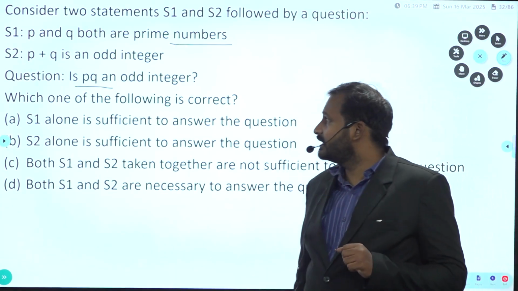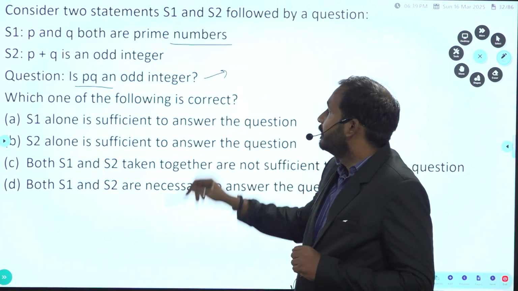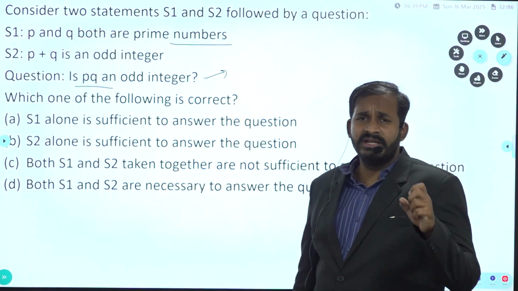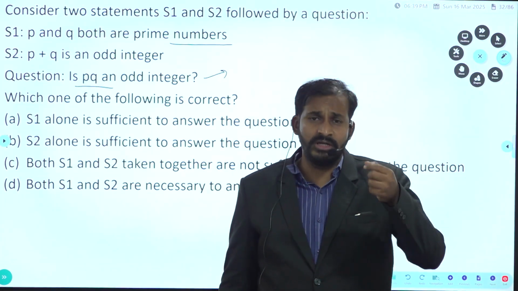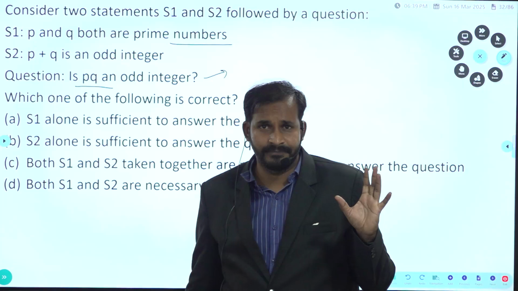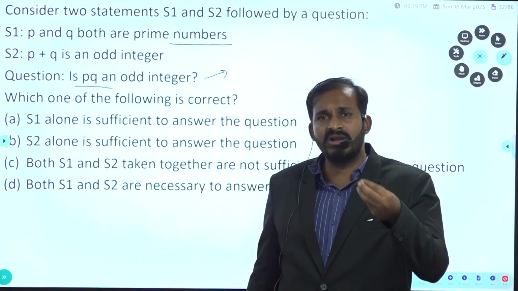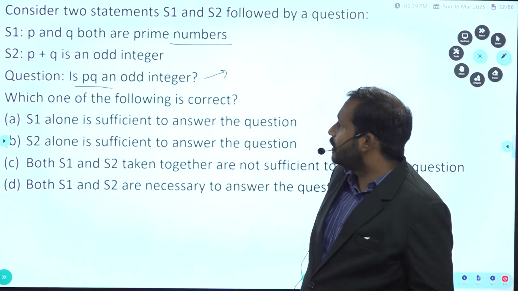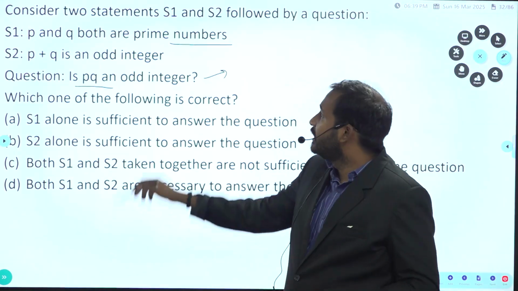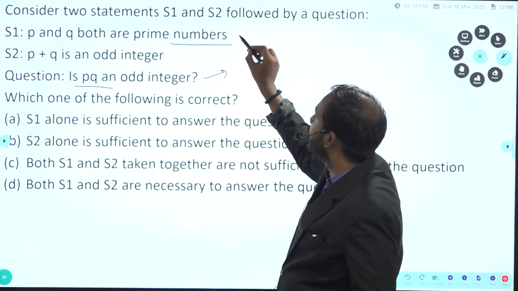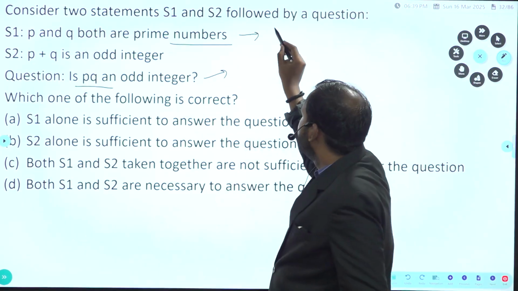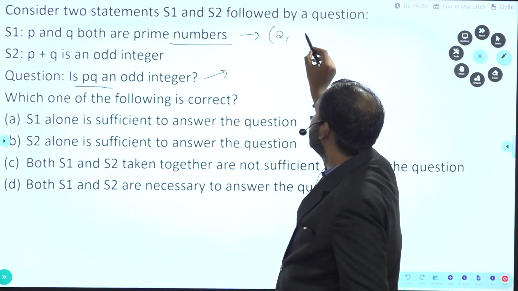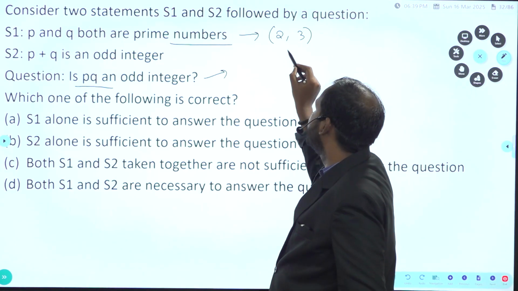Odd integer or not means there is no need that you definitely prove PQ as odd or PQ as even. You need to tell yes or no. Are you able to tell the answer yes or no here? That is mandatory for us. First one is P and Q both are prime numbers. I will take 2 different values, both simply prime numbers. So I will take 2 and 3. What is the product? I will get 6.